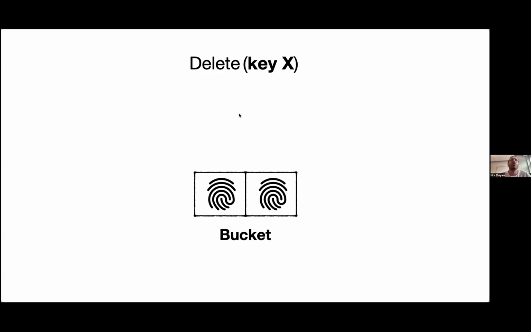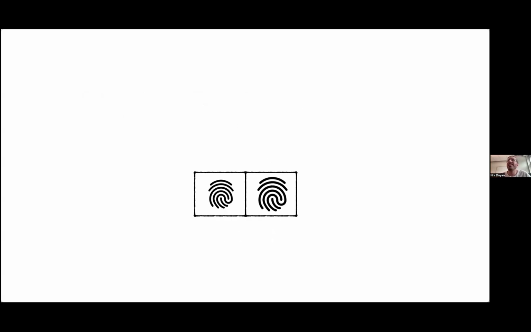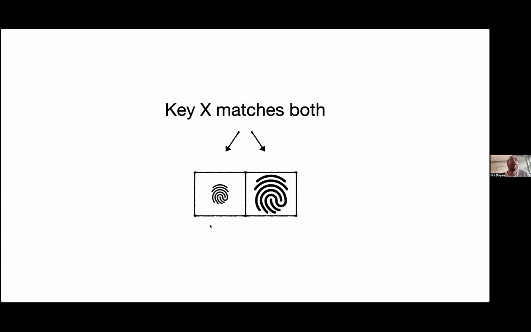But with these kinds of expandable filters, deletes get complicated, because you can now have variable length fingerprints in these buckets. So suppose that you're trying to delete key X. It might actually match multiple keys with different fingerprint lengths in a given slot. So that begs the question of which one of them to remove.